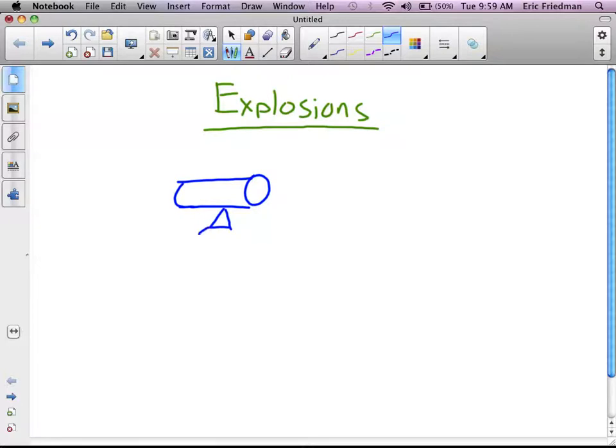I'm going to put the cannon on wheels just so it can move. It can move back and forth. I'm also going to keep the cannon shooting horizontally. And inside the cannon, of course, I'll put a cannonball. So I'll give us some numbers and then we'll work out what we want to work out of it.